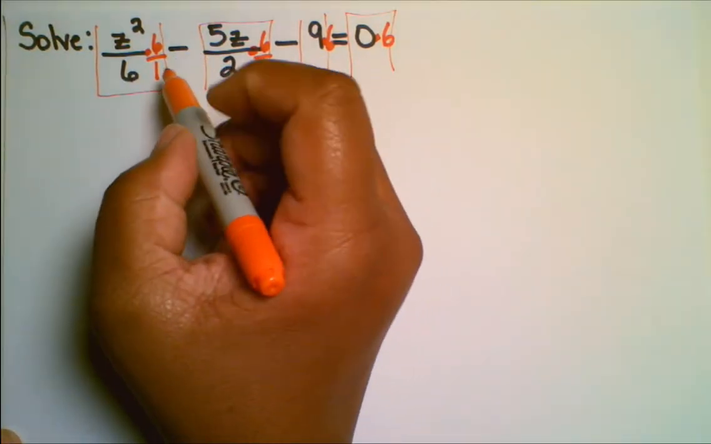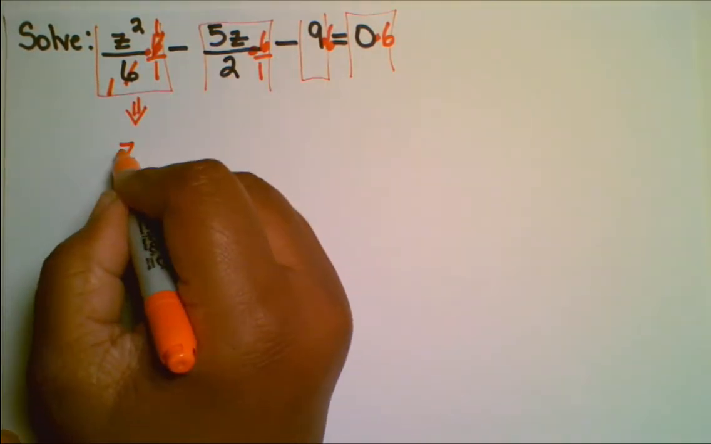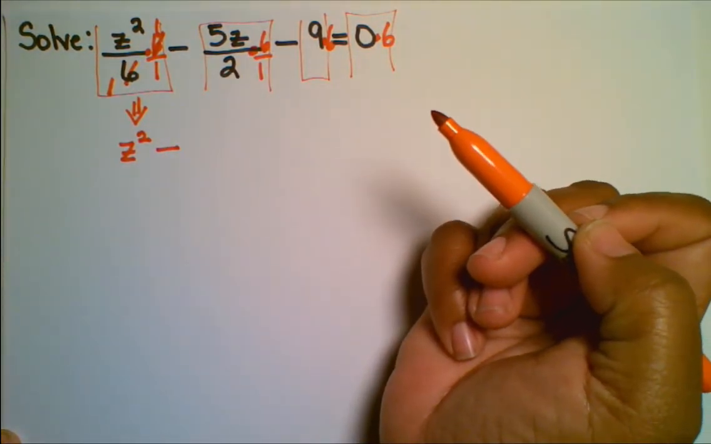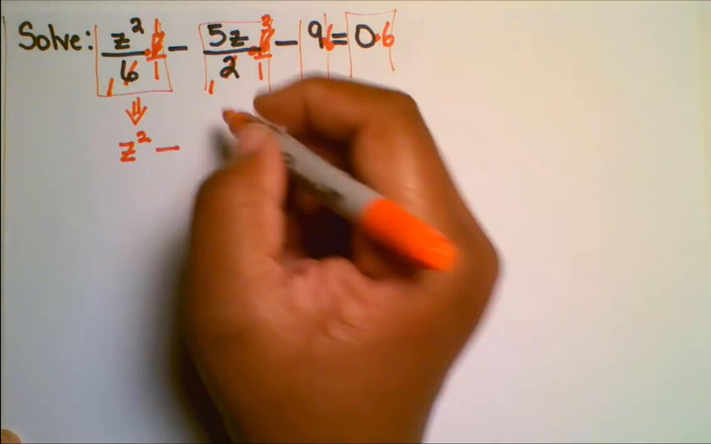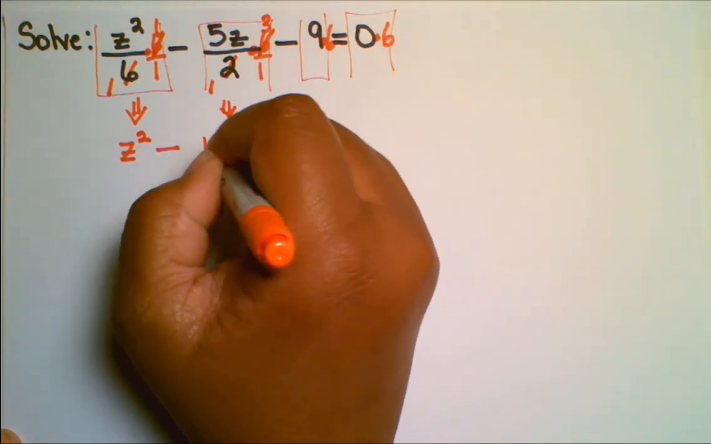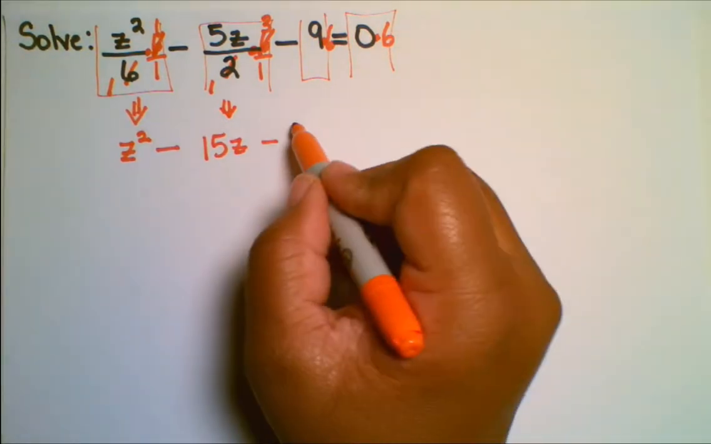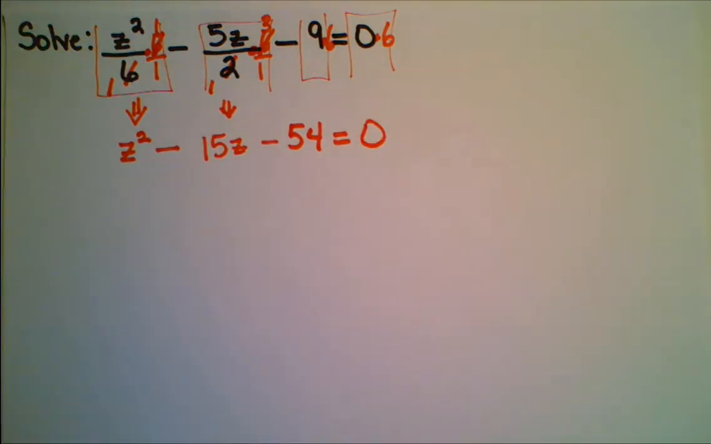So what's going to happen here? The first term, the sixes are going to divide out. We're left with z squared minus, let's look at the second term. Well, 2 divides into 6 three times, so 5z becomes 15z, minus, what is 9 times 6? That would be 54, equals 0 times 6, which is 0.